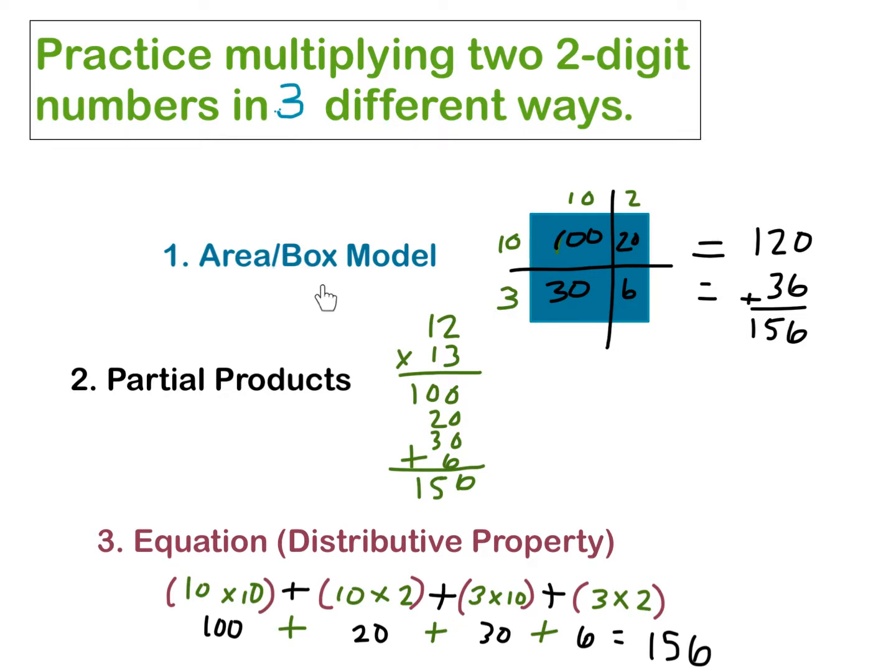The area model or box model helps us to visualize what is happening with the numbers when we multiply them. The partial products model is less visualization and more to the point. Then our equation is basically the distributive property.